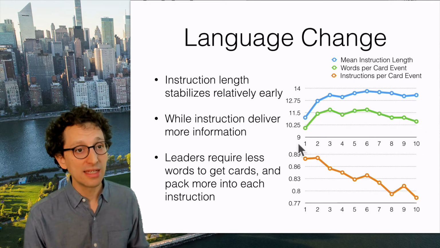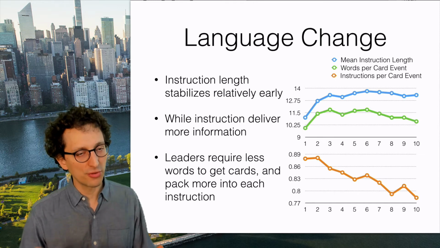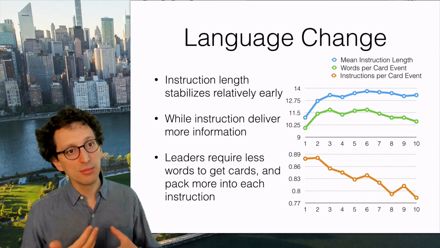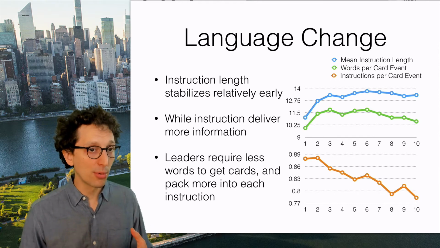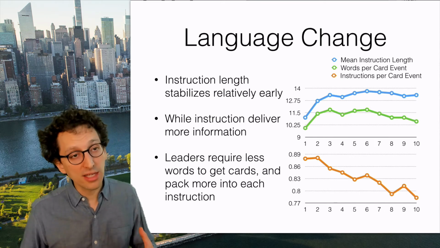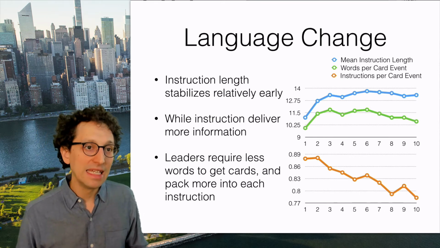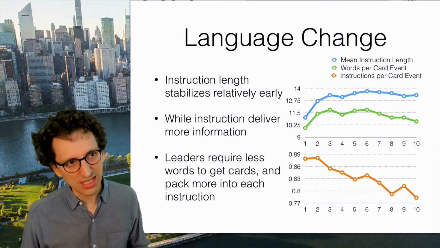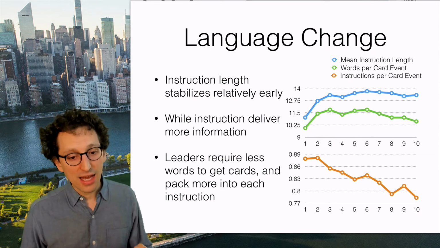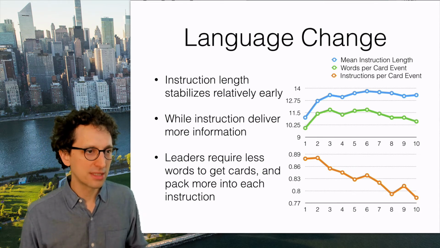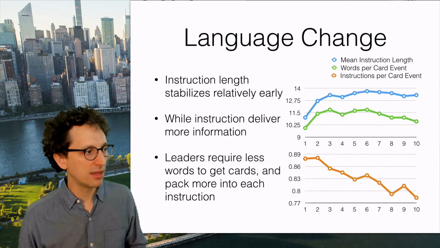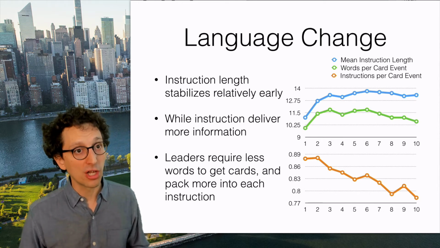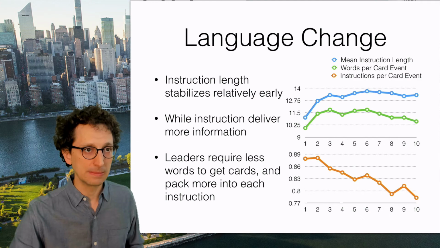Also, we are observing that the number of instructions per card event, so the number of instructions that are required per card event, is decreasing, reflecting the fact that instructions are packing more and more card events, so sub-goals, in the same instructions. So instructions deliver more information, and leaders require fewer words to get to cards and pack more information into each instruction. And this actually is in contradiction to some of the results that we see in other collaborative scenarios, and I'm going to discuss this in a second.